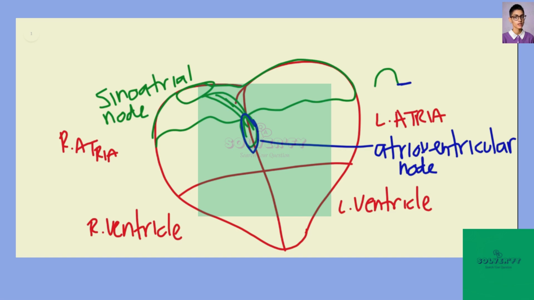Okay, but from here it gets sent into the bundle of His, which is the thicker portion of this little network, which will branch off into a web-like structure all over the ventricles. And while it's in the bundle of His, you get a little signal as well.